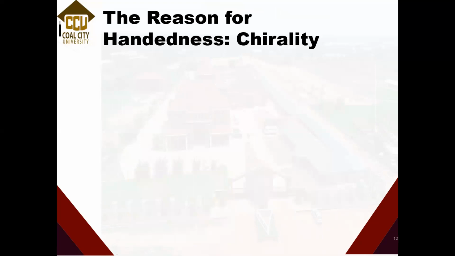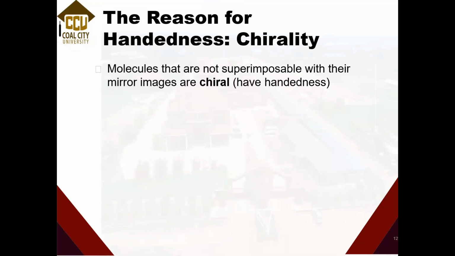The reason for handedness, what is the reason for handedness? Another way to call handedness is what we call chirality, chiral. Now, molecules that are not superimposable with their mirror image are chiral. That means they have handedness. Take note of that word. Molecules that are non-superimposable with their mirror image are chiral.